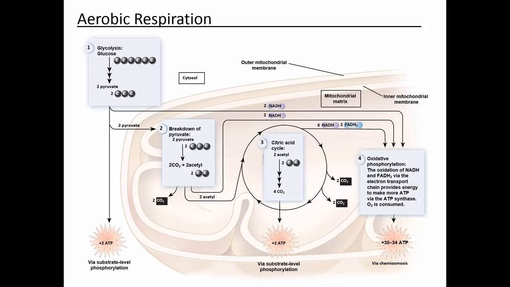Okay. So this is just showing you in terms of a picture that glycolysis is happening in the cytosol, and then this is pyruvate oxidation, the Krebs cycle, and oxidative phosphorylation, all occurring within the mitochondria.